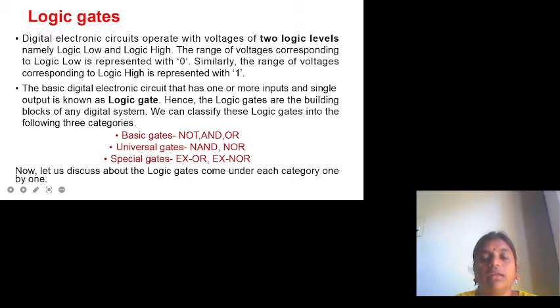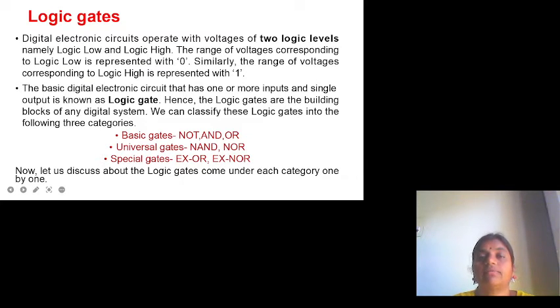Considering the basic logic gates, the various gates available are the AND gate, OR gate, and NOT gate. These three come under the basic gate configuration. The universal logic gates are NAND and NOR. The special logic gates are the XOR and XNOR combinations, which can be built using the universal logic gates, NAND and NOR.